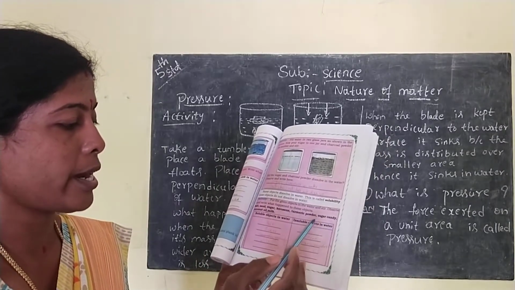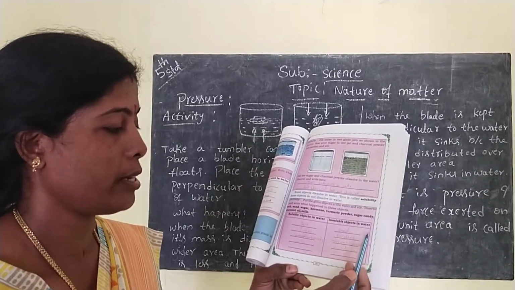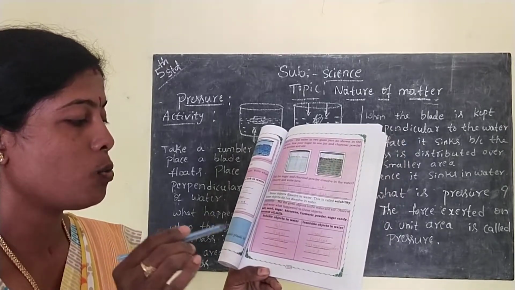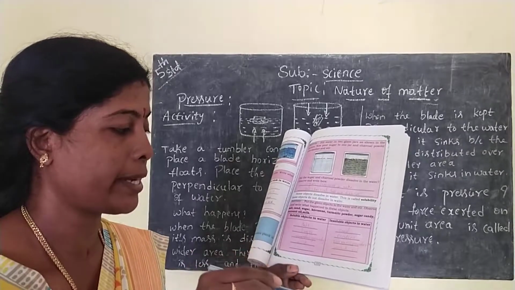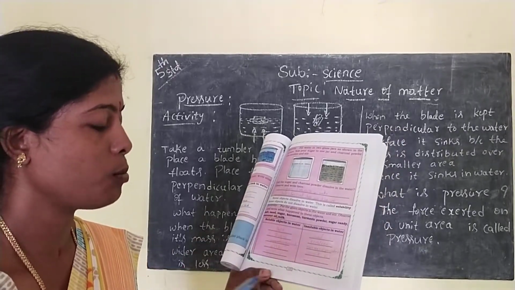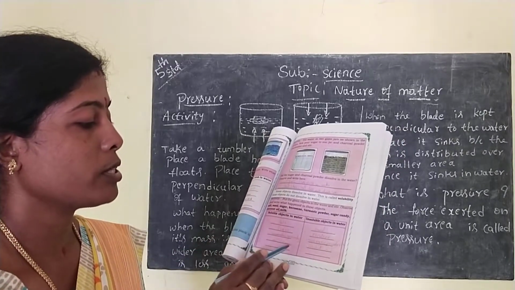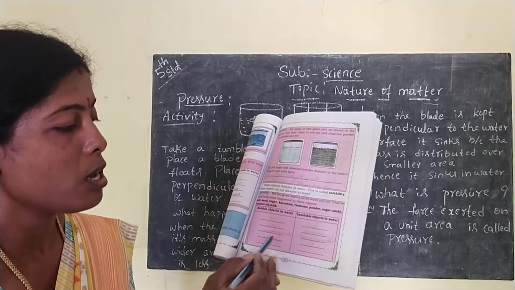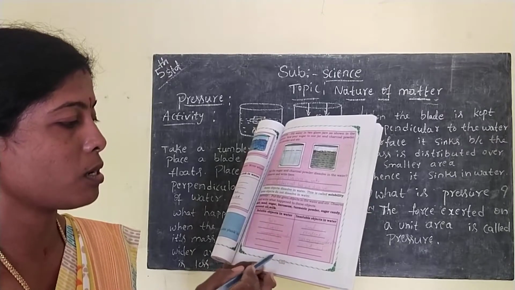Then sugar candy. You take sugar candy and put it in a glass of water. What happens? It takes some time, but the sugar candy almost fully dissolves in water. So you write the sugar candy in soluble objects column.